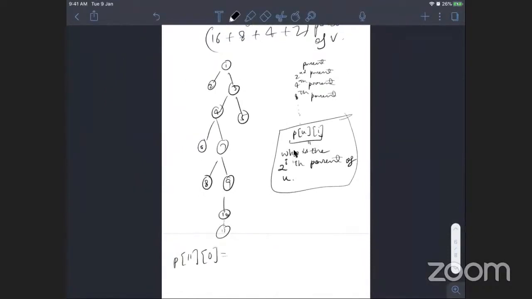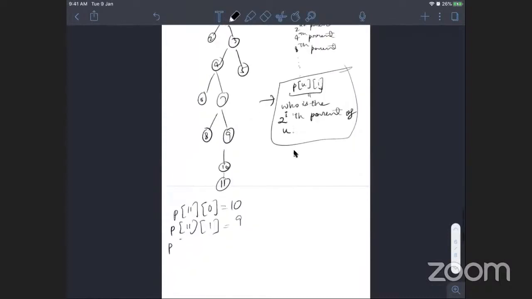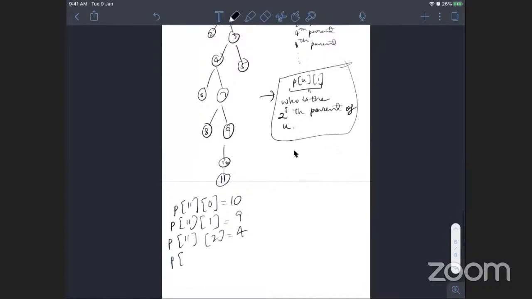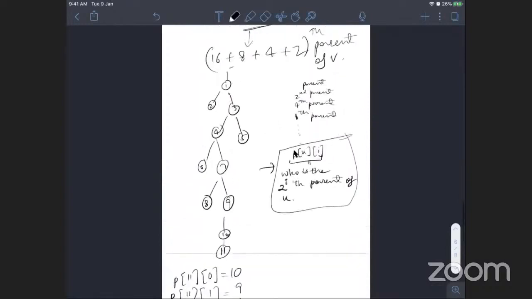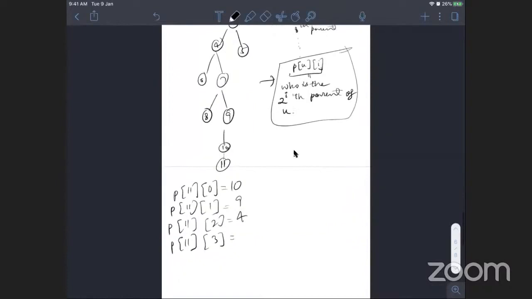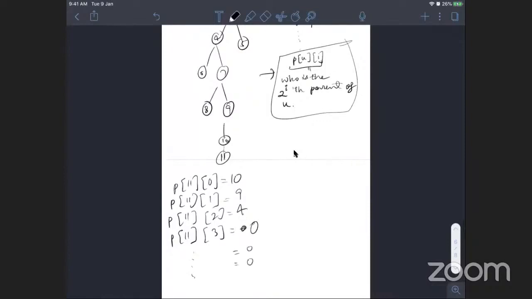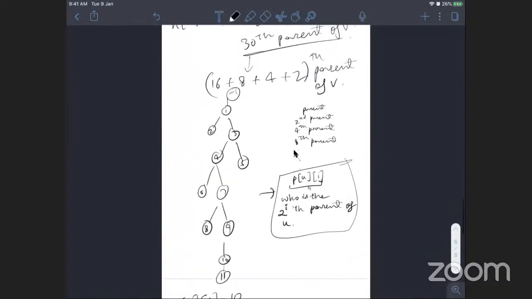What will P[11][0] be? Can anyone answer? Here is 11. I want to see whether people get the definition. According to this definition, who will be P[11][0]? First parent of 11, yes, 10, correct. And what will be P[11][1]? The second parent, which is 9. And P[11][2]? The fourth parent, which is 4, correct. So everyone got this, right? That's what I am trying to store in the P[11] array. P[11][3] will by default jump up, so by default you keep it -1 or 0, some default value. I generally keep it 0, but that's an implementation detail. And then all the future ones will also be 0, right? So now everyone knows what our P[U][i] array will look like.